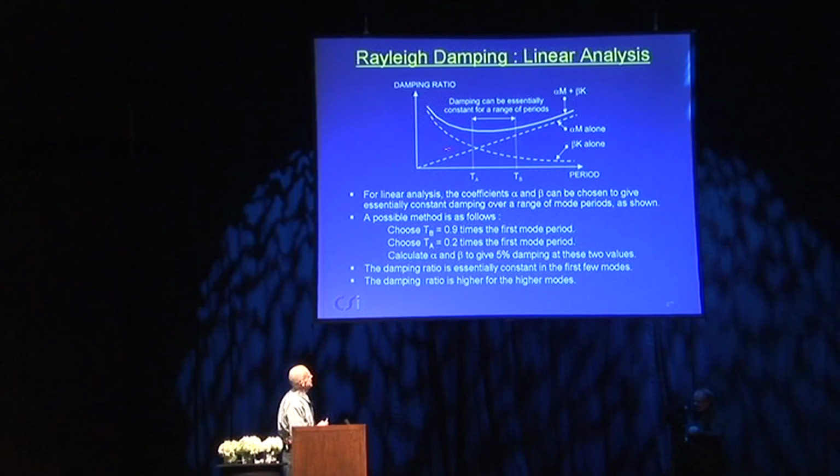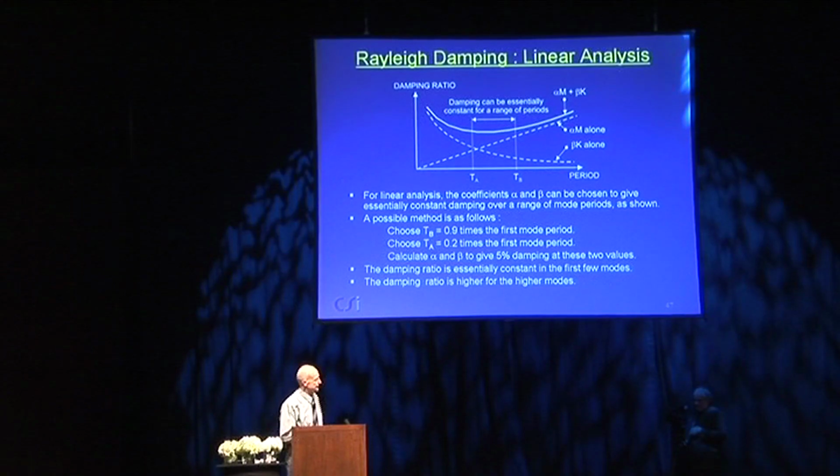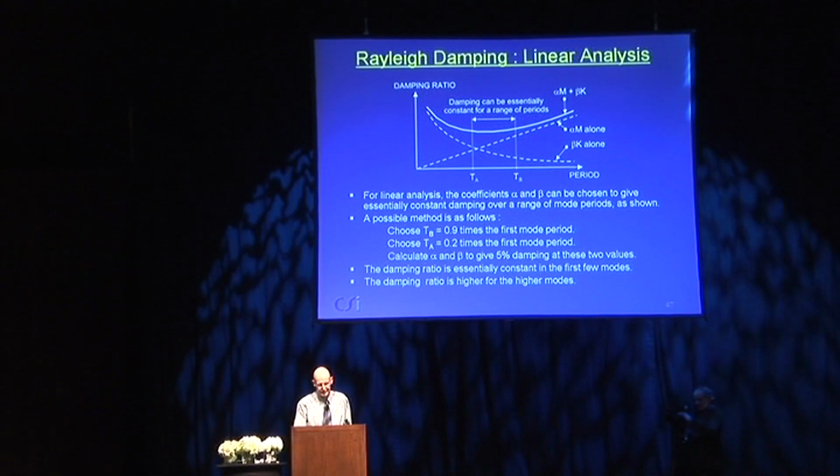For shorter periods, you get progressively heavier damping because of the beta K effect, which often doesn't matter too much, because the response from the higher modes isn't very significant, so the fact you damp them out may not matter. But it's not the same damping ratio in every mode. You're getting higher damping ratios in the higher modes.